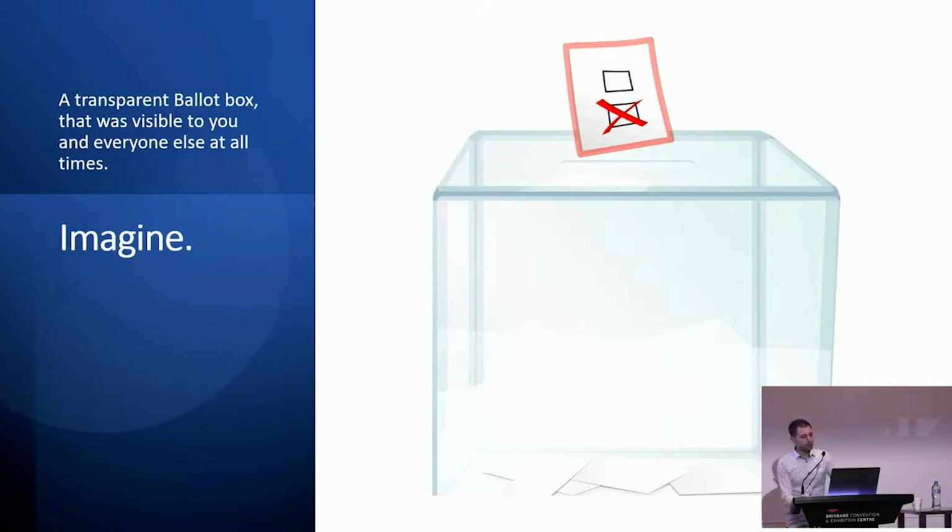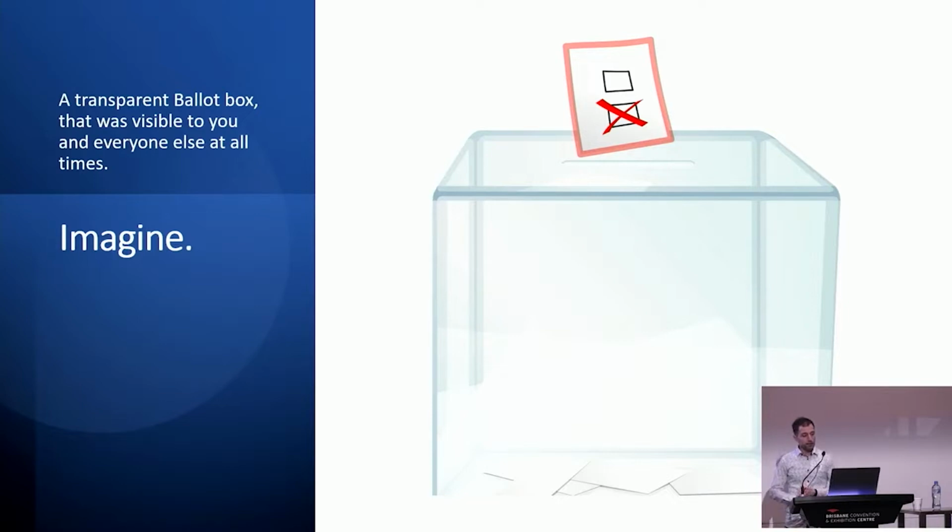Imagine you have a transparent ballot box. These actually exist in real life. But try to visualize the entire population of Australia. To make that even easier, imagine the entire population of Australia is only 10 people. Imagine you had those 10 people lined up, putting their vote into a transparent ballot box, as you can see on that screen.